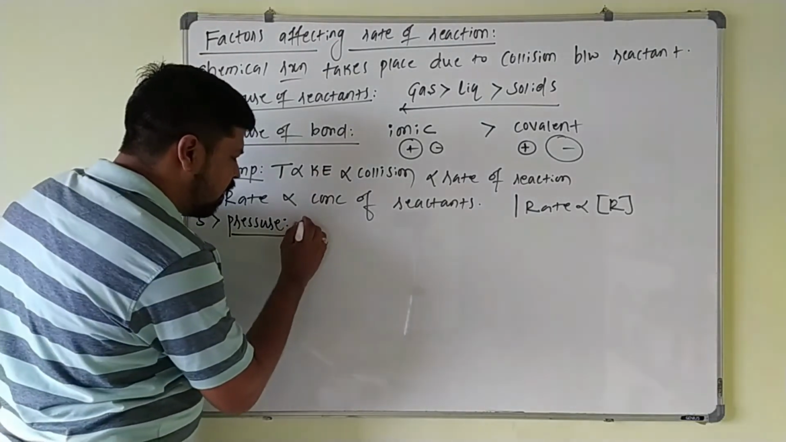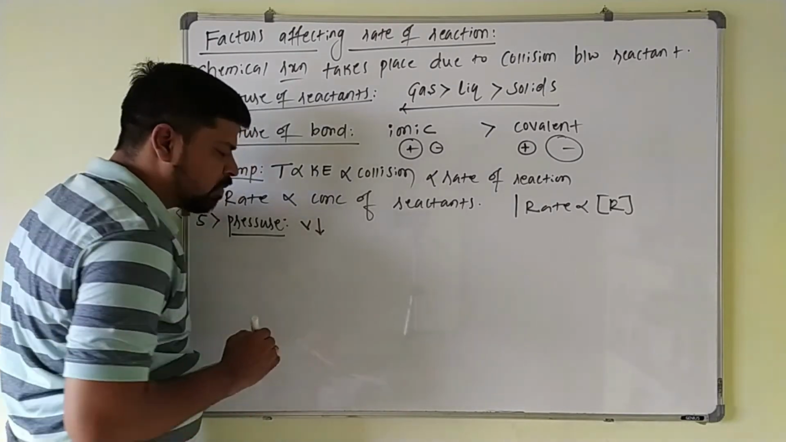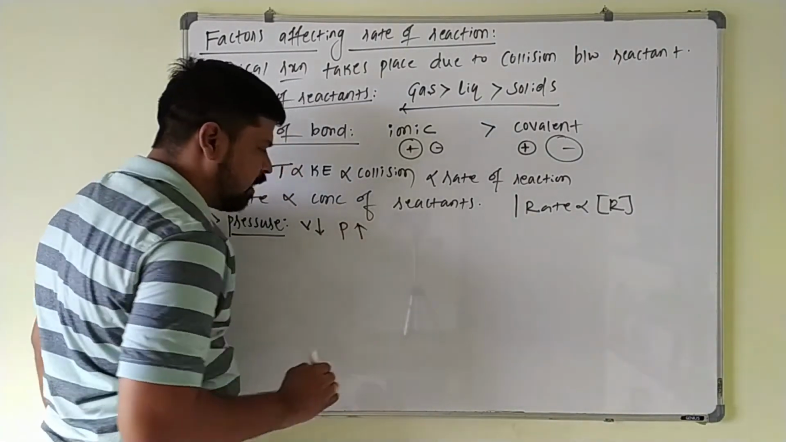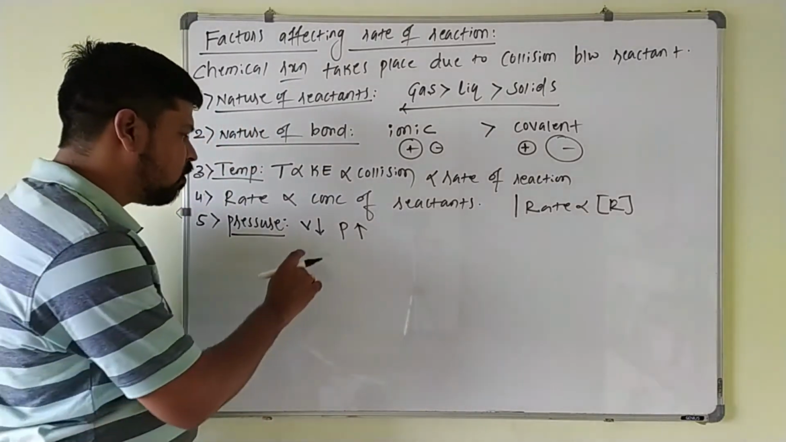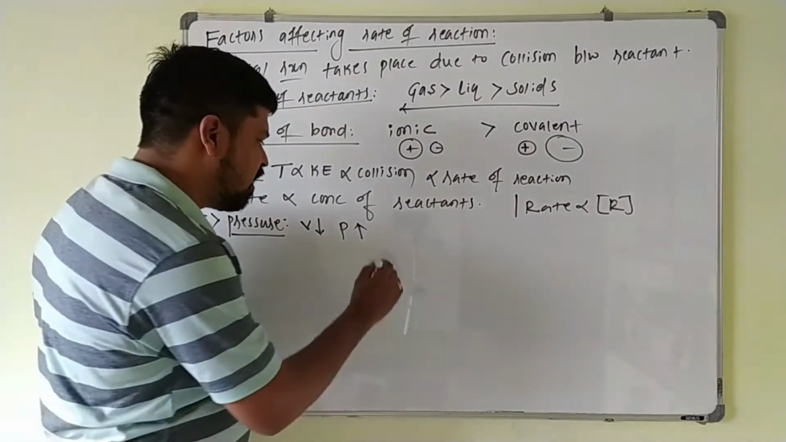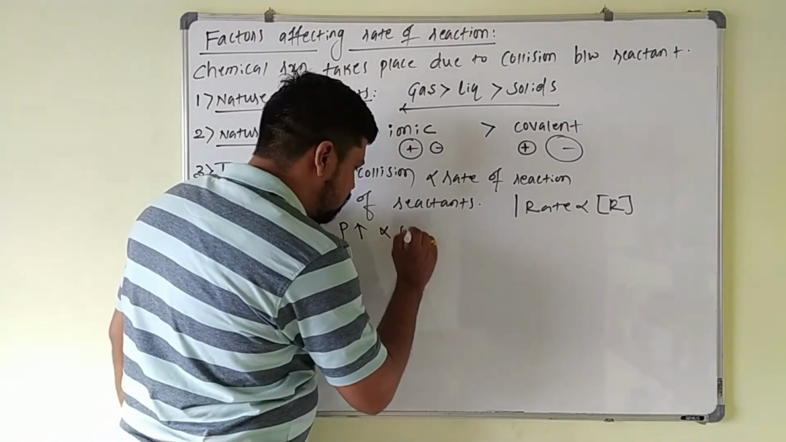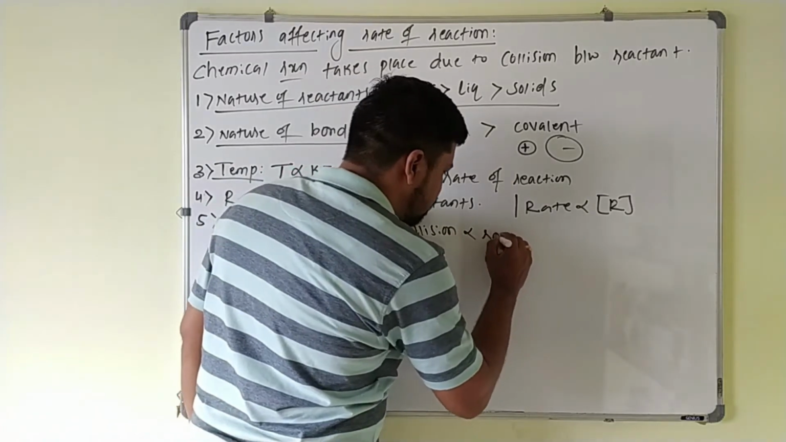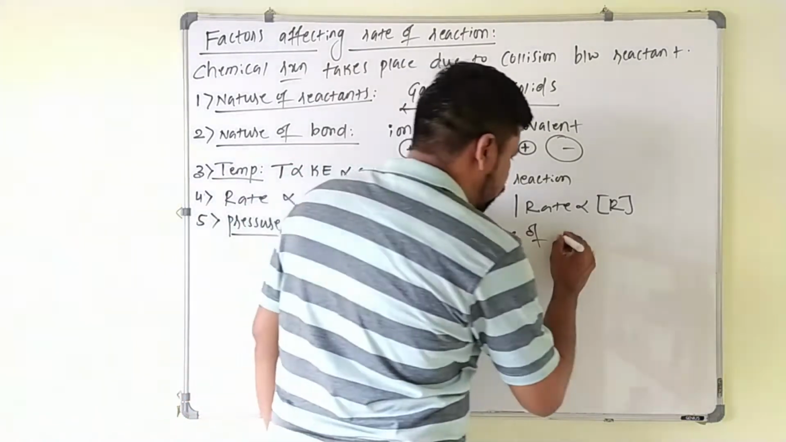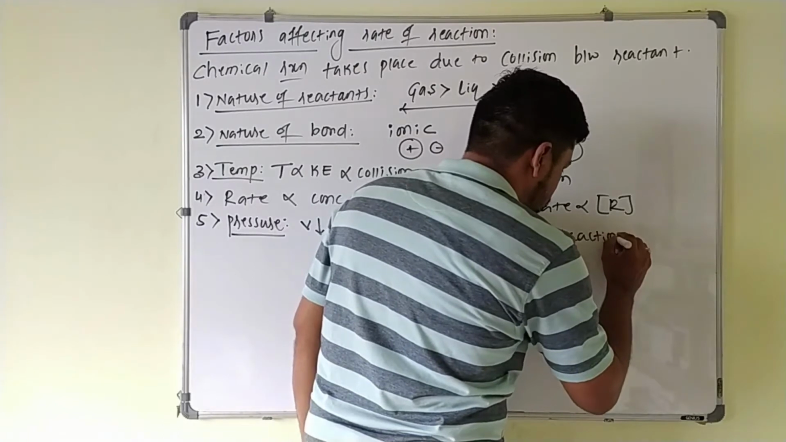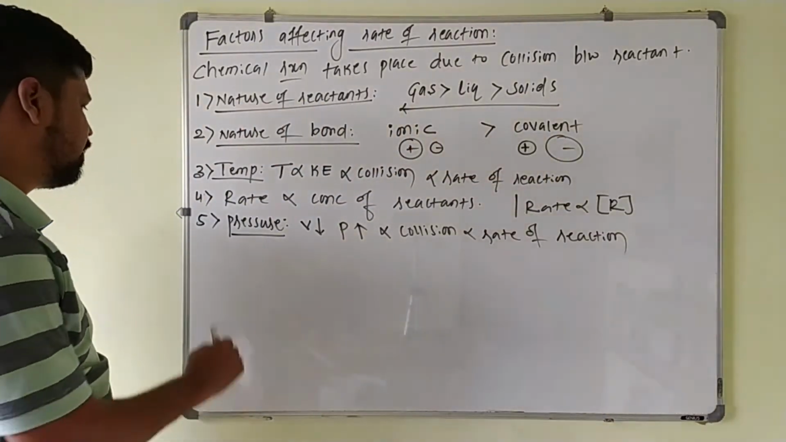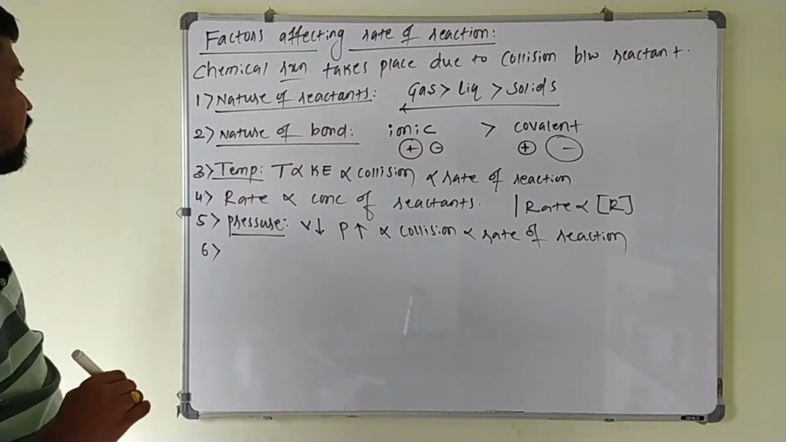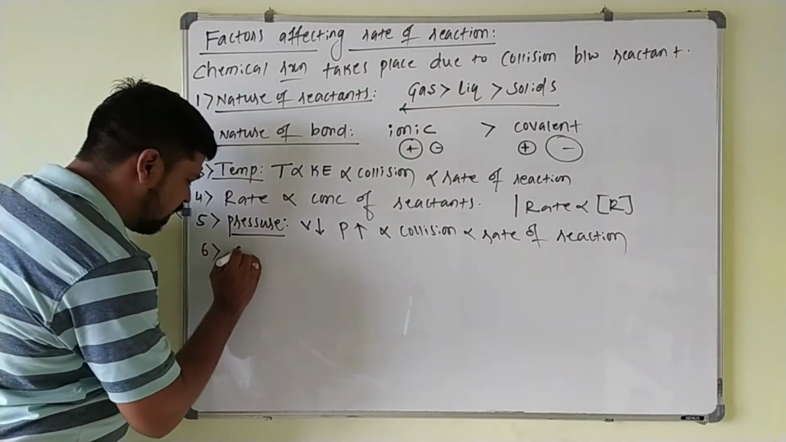Decrease in the volume of the reacting mixture increases the pressure of the reacting mixture for gases. So volume decreases, pressure increases. As the pressure of the gas increases, the collisions between the gaseous molecules increase, which increases the rate of reaction. Next point, the sixth one here: pressure, temperature, concentration. Next one is surface area.